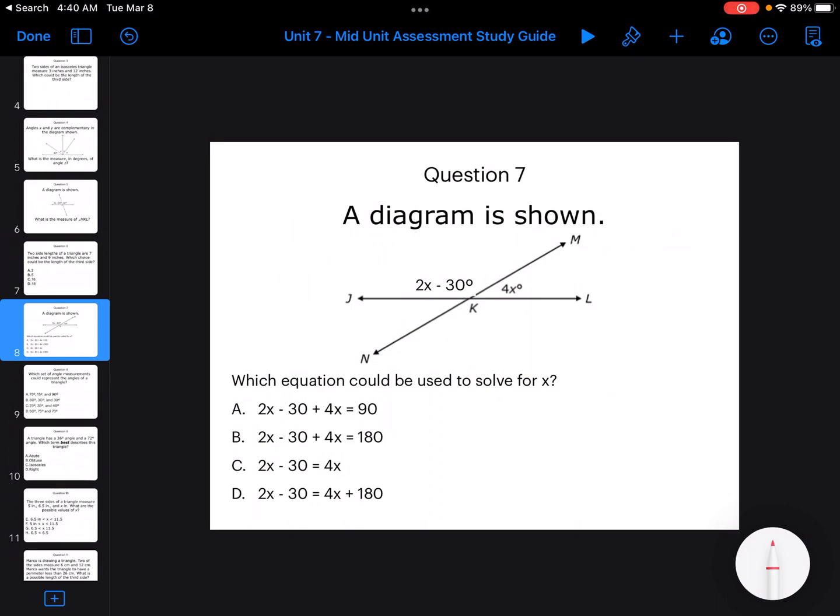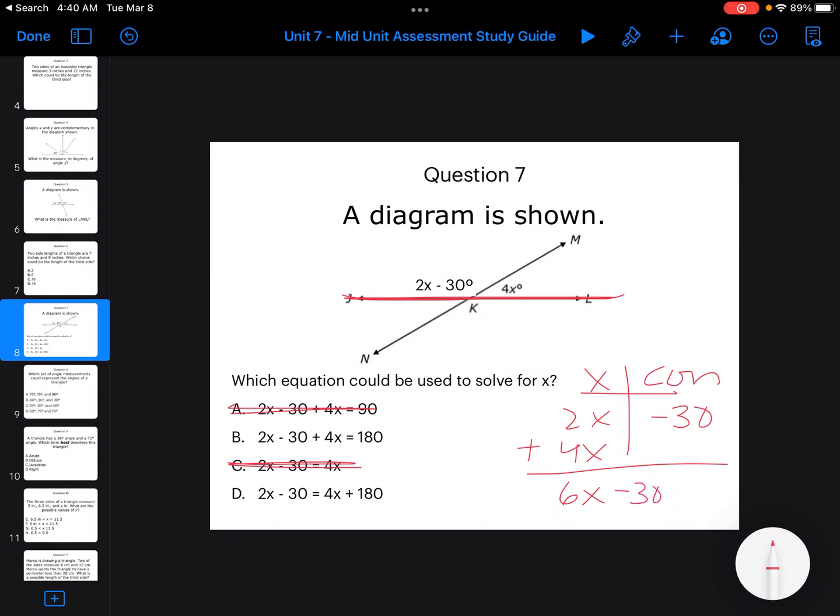Which equation could be used to solve for x? So I have a straight line, so I know it has to equal 180. So I can eliminate A, and I can eliminate C. Then I have to look at, okay, what are my options? So I have to combine like terms. So I've got x's and constants. So I have 6x minus 30 equals 180. So I would combine all that. So it would have to be B because the 4x is on the same side as the 180.